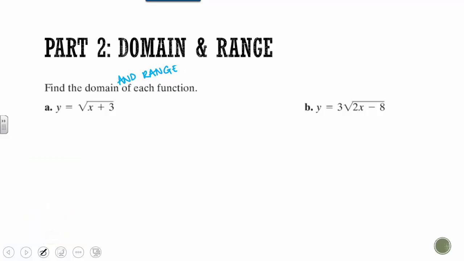Remember, the whole point of this is we don't want whatever is underneath the square root to be less than 0. We don't want it to be negative. So what we're going to do is take whatever's underneath the square root, so in this case it's going to be x plus 3, and we want to make sure that this is always bigger than or equal to 0, because any number bigger than 0 I can take the square root of, and exactly 0 I can take the square root of, but I cannot take the square root of anything smaller than that.